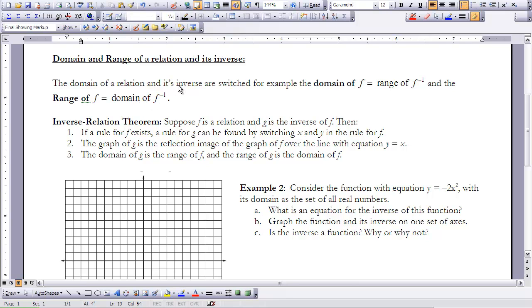So we have an inverse relation theorem. Suppose f is a relation and g is the inverse of f. Then, if a rule for f exists, a rule for g can be found by switching x and y in the rule for f. The graph of g is the reflection image of the graph of f over the line with the equation y equals x, and the domain of g is the range of f, and the range of g is the domain of f. Okay, that can sound kind of confusing, so let's take a look at an example and explore that further.